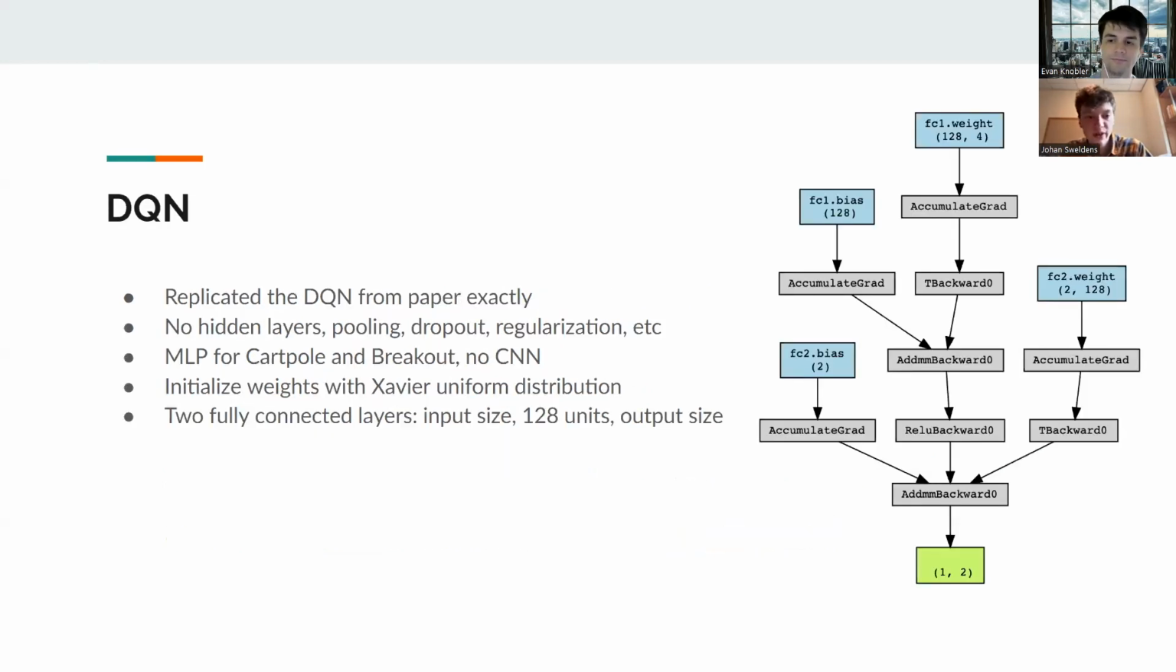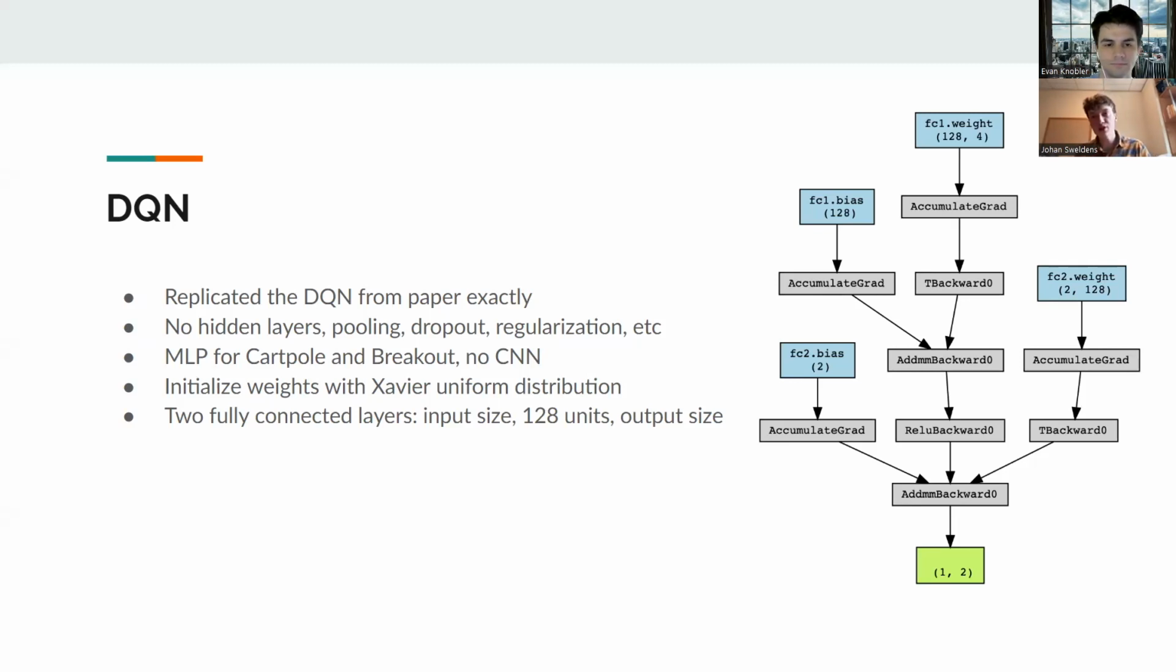So for example, here, the first network we implemented was the DQN, which is the implementation that exactly follows what was described in their paper. This was a very, very simple model, as you can see here on the right, which is the visualization of how the actual mathematics go behind their model. It's very simple. There are no hidden layers, no pooling, no dropout, and no regularization. This is a very, very simple MLP, and it is the one that we used when training CartPole and Breakout.